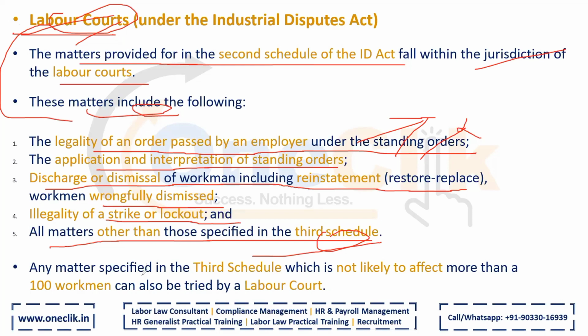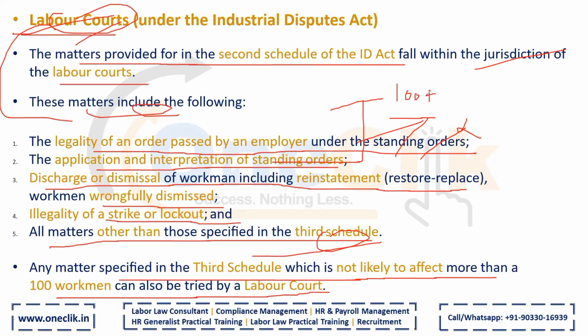And again, any matter specified into third schedule of the ID Act and which is not likely to affect more than 100 workmen can also be tried by a labor court, because standing order is applicable into company where more than 100 employees are there, right? So standing order will be there, we can say. But if your company has less than 100 employees, right? Again, in that case, this issue will come to the labor court directly. Whether it is into third schedule also, yes, it is fine.